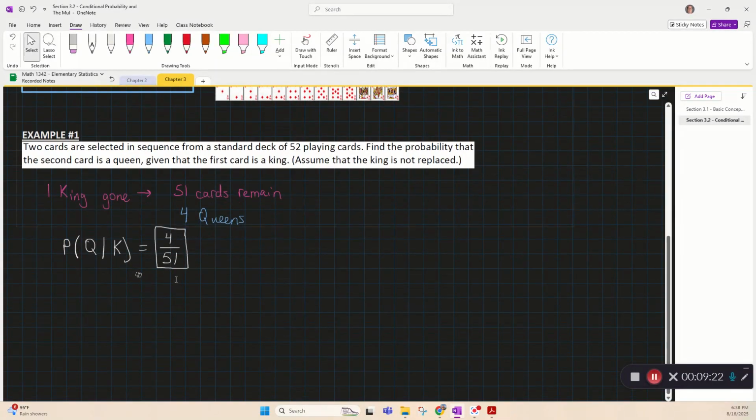Okay. Let's look at another example. This next one is a bit more typical of conditional probability, in the sense that we use a table. Example number 2. It's also a word problem.